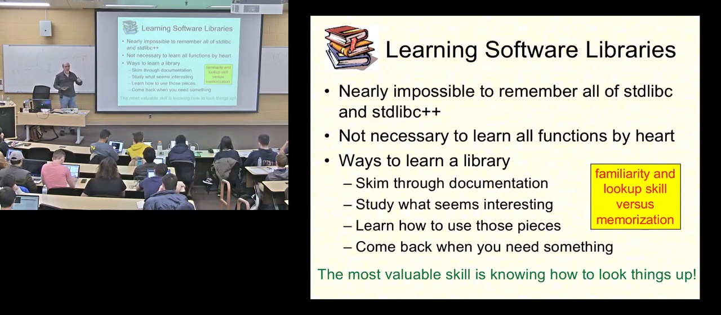So vector has a resize function, deque has a resize. Vector has O(1) square brackets, deque has an O(1) square brackets operator. Vector has push_back, deque has push_back and push_front. So lots of the things in there are similar across different containers. What's useful is learning how to find the information you need when you need it.